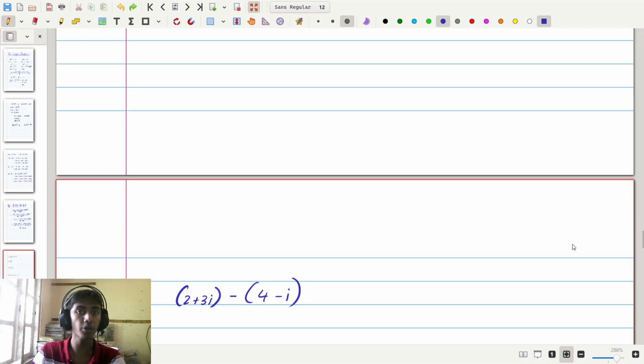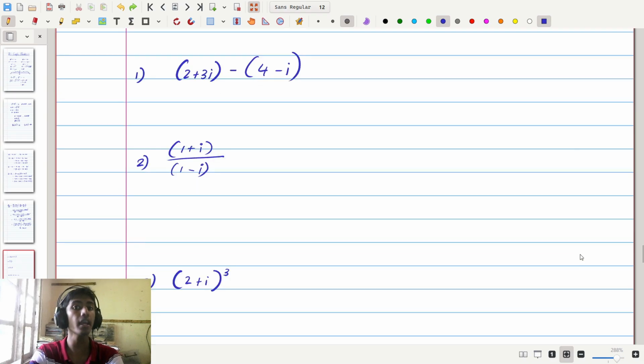Before we end, however, we're going to do a couple of examples, and I would highly recommend that you, in your own time, do a couple more examples of algebraic operations on complex numbers to familiarize yourself with the concept. So let's start off with this first example. Here we have (2 + 3i) - (4 - i).